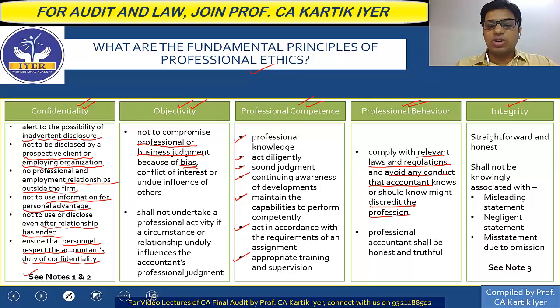Next, a professional accountant shall be honest and truthful. So basic, simple honesty and truthfulness should be there. Next is integrity. They should be straightforward and honest. They should not be knowingly associated with misleading statements or negligent statements. Negligent means proper checking in relation to that has not been done, but the statement was just given, maybe because of lack of time or some pressure. The statement was just given for the sake of giving. That will be negligent in nature.